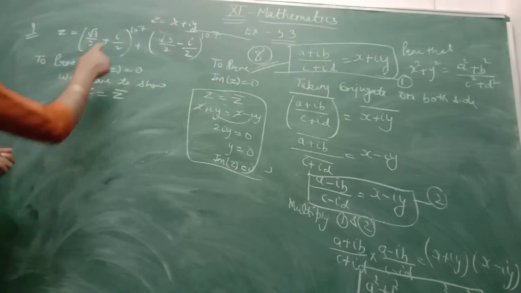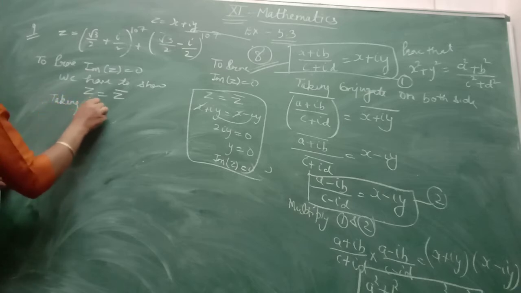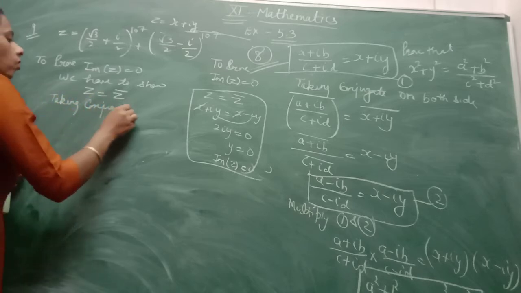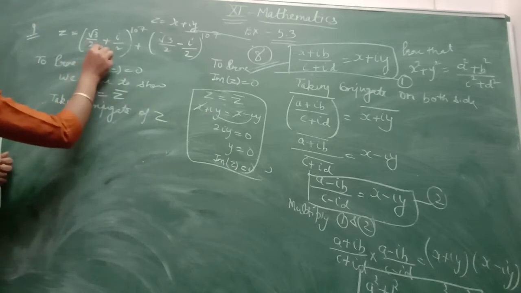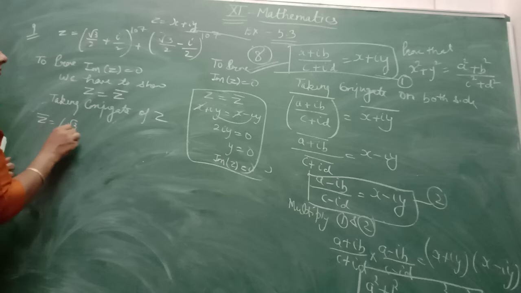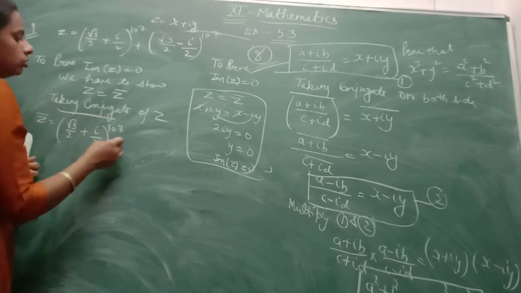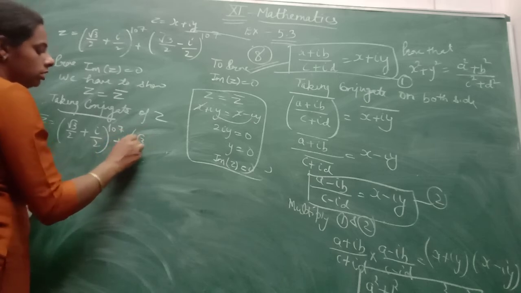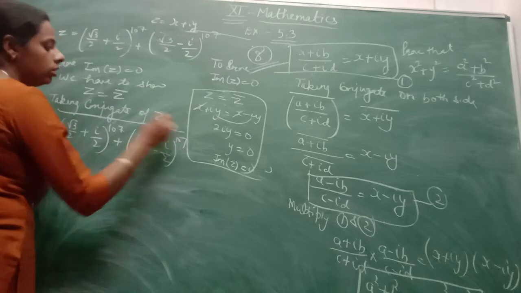So I am taking the conjugate of it, taking the conjugate of z. I am taking the z bar here. If I take the conjugate, it will become (root 3 by 2 minus iota by 2) raised to the power 107 plus (root 3 by 2 plus iota by 2) raised to the power 107. Firstly, I am taking the whole conjugate.